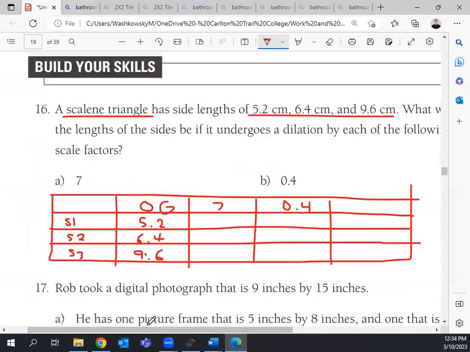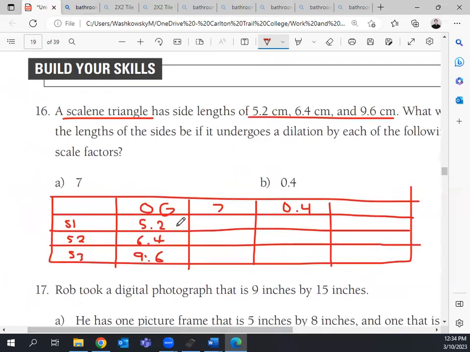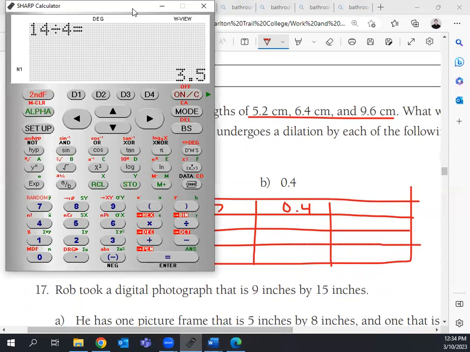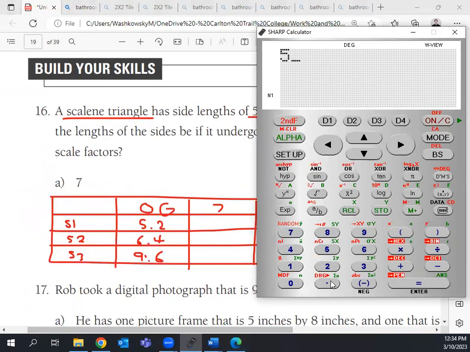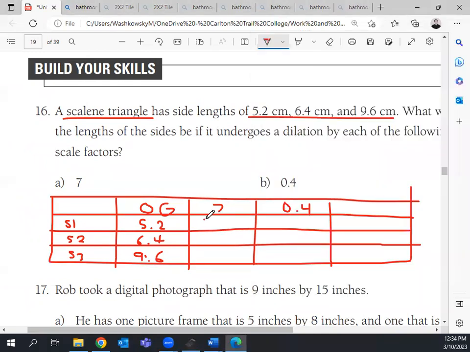So all I'm going to do is take my original sides and multiply them by the scale factor. In this case, I'm going to multiply each of those by 7. So 5.2 times 7, you'll end up with 36.4. That's it. Not times by this, it's just 36.4. You take 5.2 times by 7.